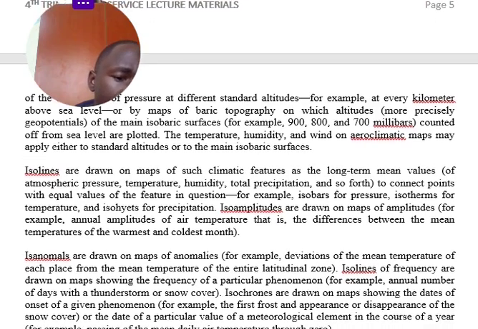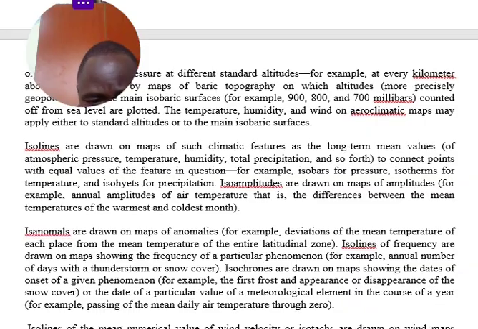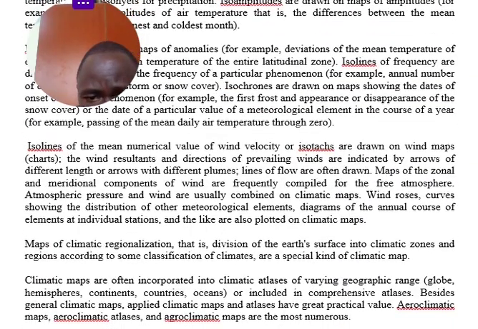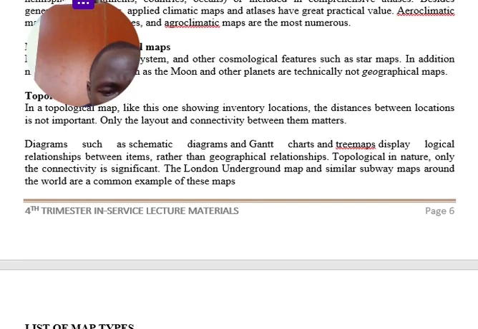Then the other, we have what we call isoline maps. These isoline maps are drawn in a way that they try to show atmospheric pressure, temperature, and humidity, then the total amount of precipitation, as I talked about. Those are the types that you can talk about there. We have different types of maps there.